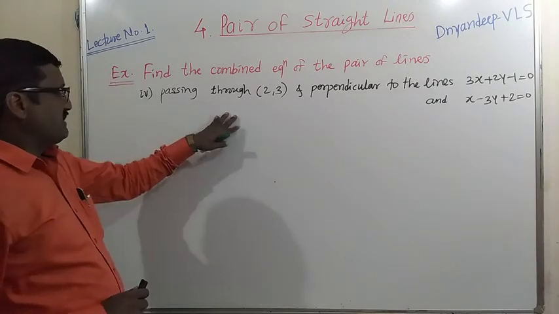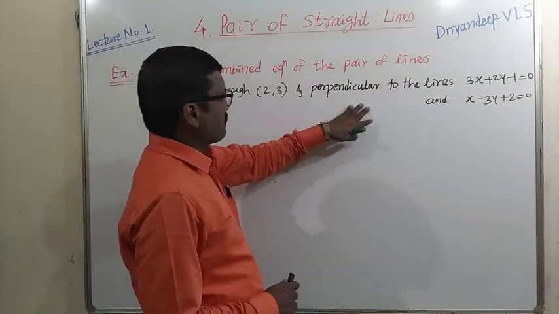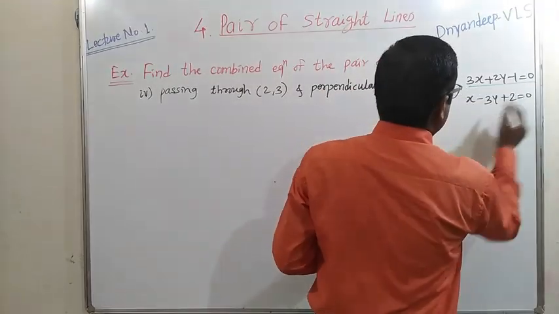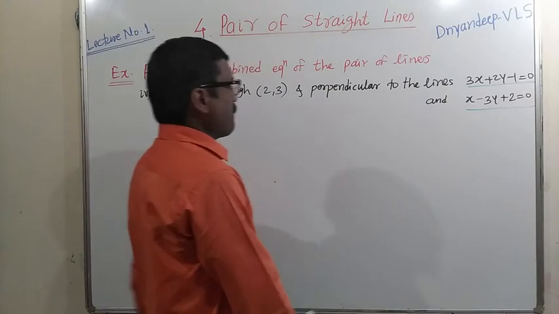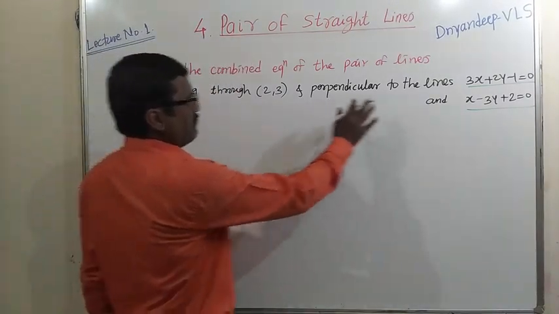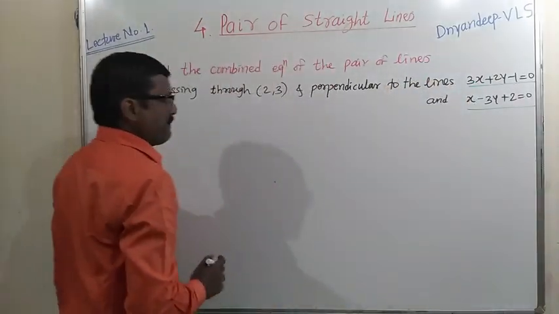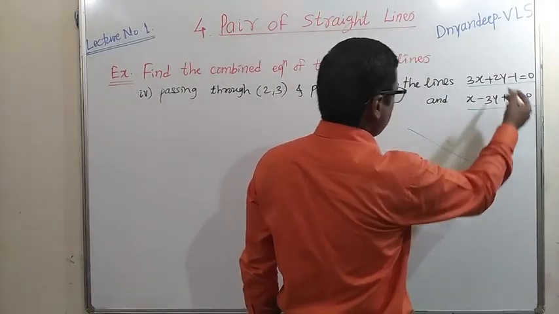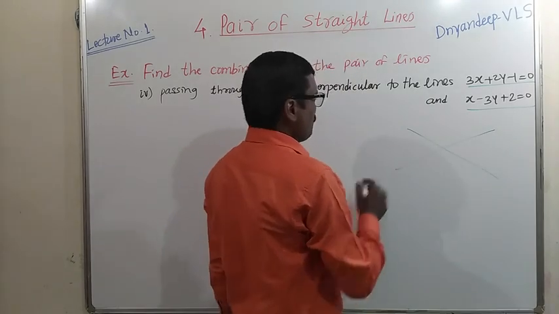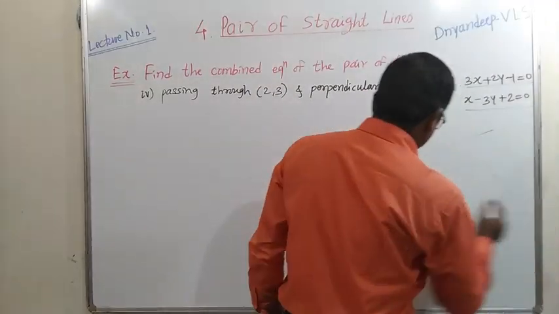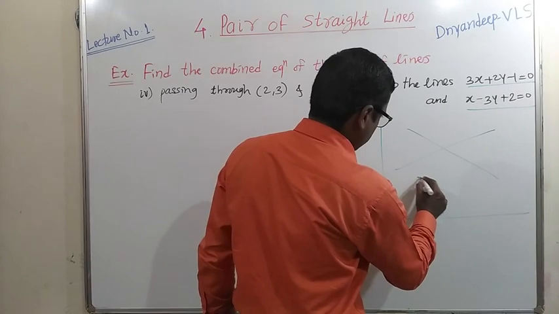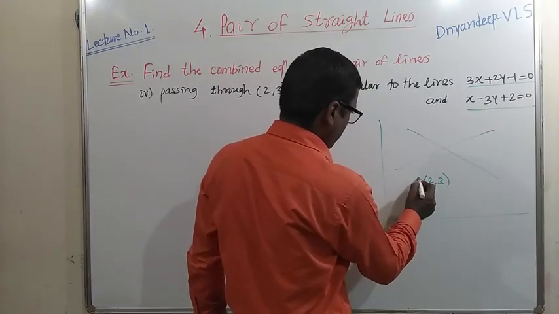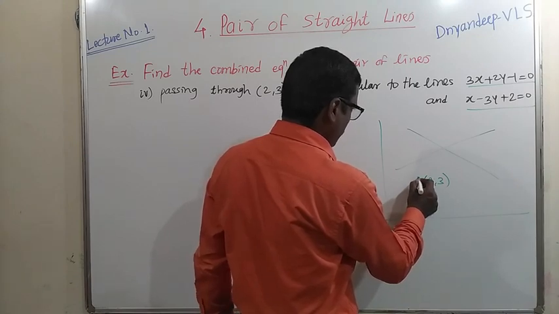The fourth one: passing through the same point 2, 3 and perpendicular to the lines 3x plus 2y minus 1 equal to 0 and x minus 3y plus 2 equal to 0. Both the lines are perpendicular to these two lines. Okay, these two lines may be like this. Suppose these two are like this, then we have to find the lines which are passing through the point 2, 3. If suppose the point 2, 3 is here, then you have to find the line passing through this point and perpendicular to the given line.